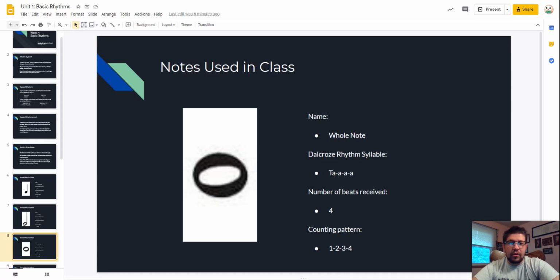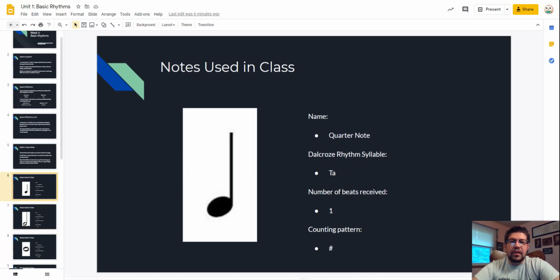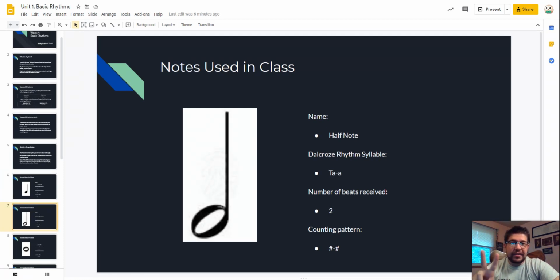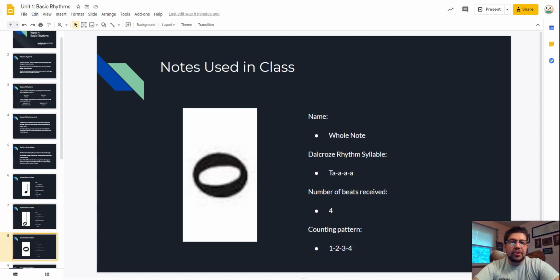If you think back, we'll go back here for just a moment. The quarter note is ta. There is only one A, and it has 1 beat. If you look at the half note, there are 2 A's, ta-a. It has 2 beats. So, by that same logic, the whole note has ta-a-a-a, and 4 A's right there. The counting pattern for this is going to take up all 4 beats in our measure, and we're going to attach each of those 4 beats by a hyphen to show that it is just one long sound.